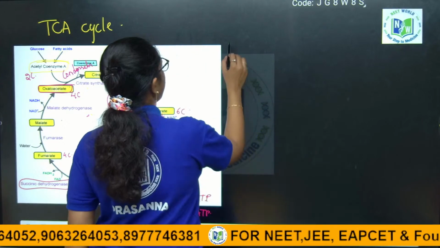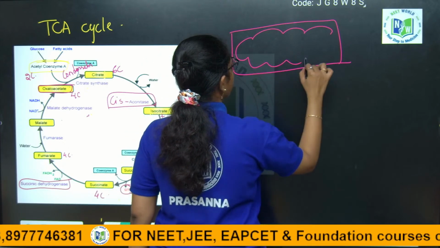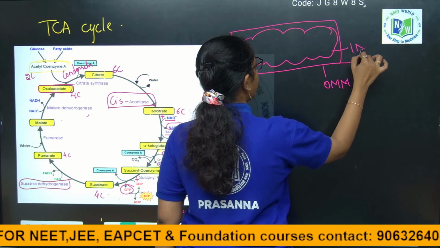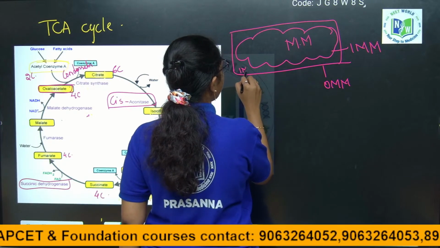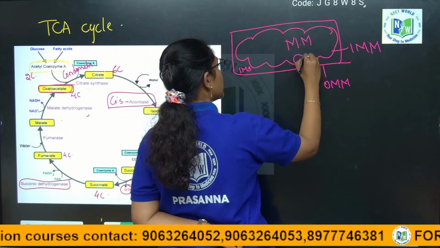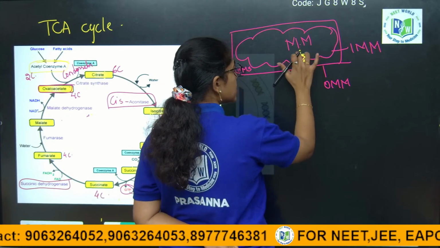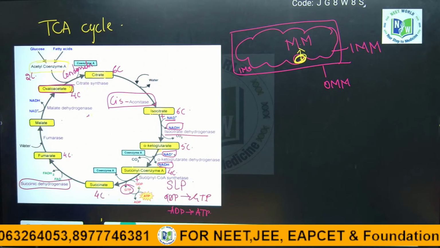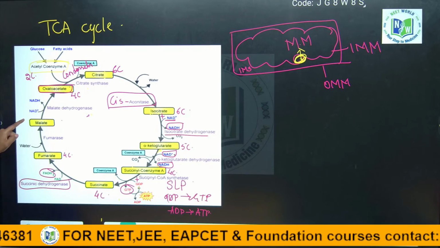If you consider this as mitochondria, this is the outer mitochondrial membrane, the inner mitochondrial membrane, this is the mitochondrial matrix, and this is the intermembrane space. Here the succinate dehydrogenase enzyme is found attached to the inner mitochondrial membrane towards the mitochondrial matrix. Clear? So succinate goes to fumarate by releasing one molecule of FADH2, and then fumarate is turned to malate.